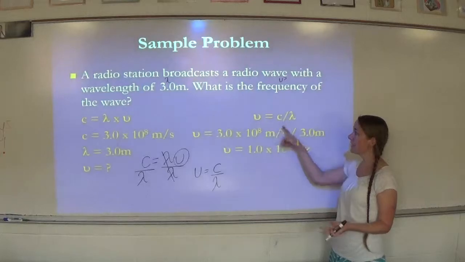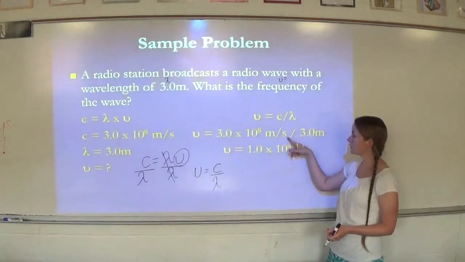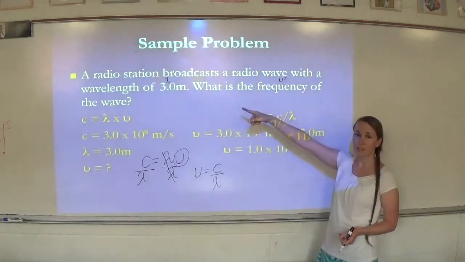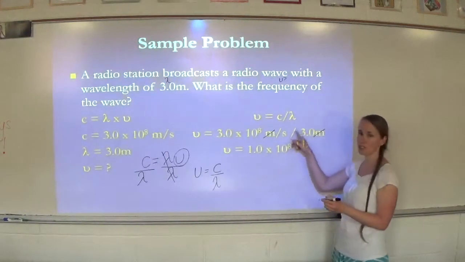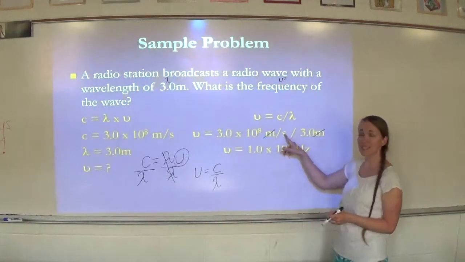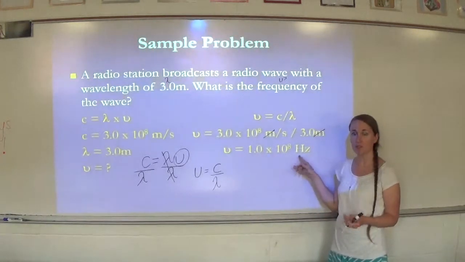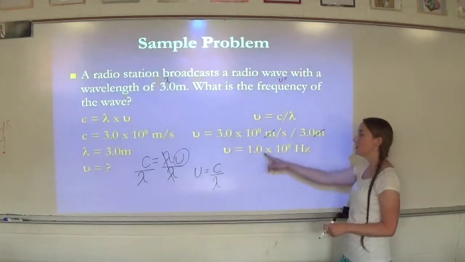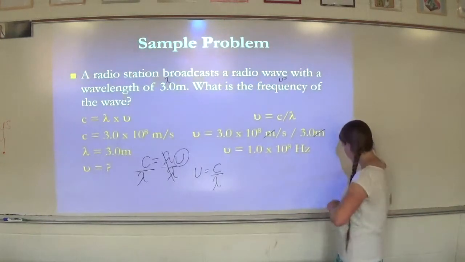And so then once I know that, I can just plug in. So c is 3.0 times 10 to the 8 meters per second. Lambda is 3 meters. That's what they told me in the problem. If you look, your meters cancel because this is a division sign. So the 3 meters is actually on bottom. And so we're left with not seconds, it's 1 over a second, which if you remember from the previous video, that is hertz. Okay, so you end up with 1 times 10 to the 8 hertz. All right, so let's look at a couple more together real quick.